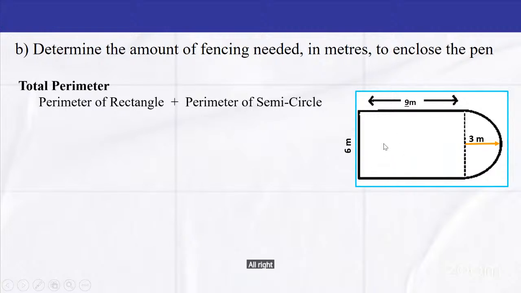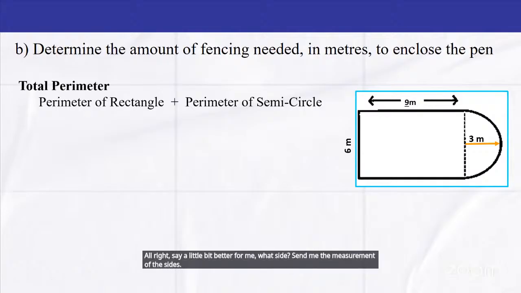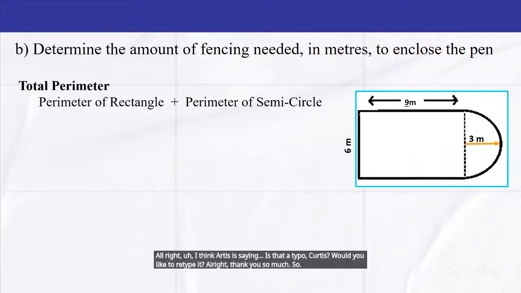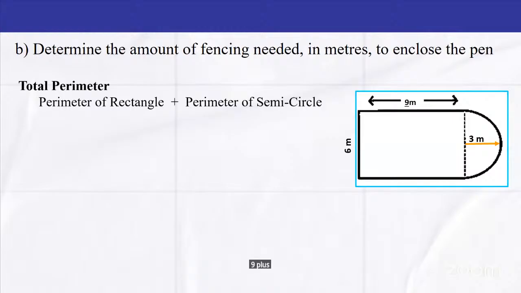All right. Cardis says add all sides. Say a little better for me. Send me the measurements of the sides. No response yet. Awaiting that response. Is that a typo, Cardis? Would you like to retype it? All right, thank you so much. So Cardis says 9 plus 9 plus 6.